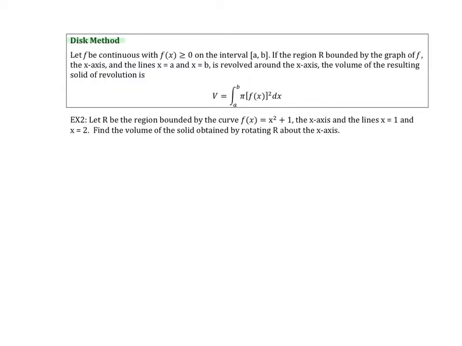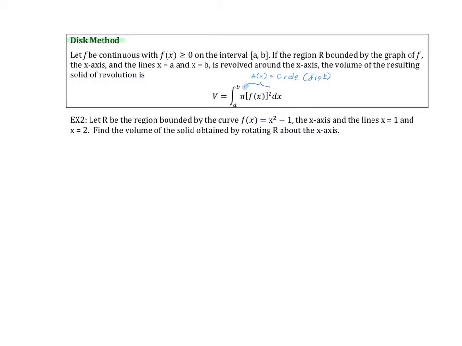When we rotate about the x or the y-axis to create our volume, our cross sections will always be circles, which is why the A of x is the area of a circle, which is also called a disk. So each cross section will be a circle, and then we'll go ahead and add up all those circles by integrating.